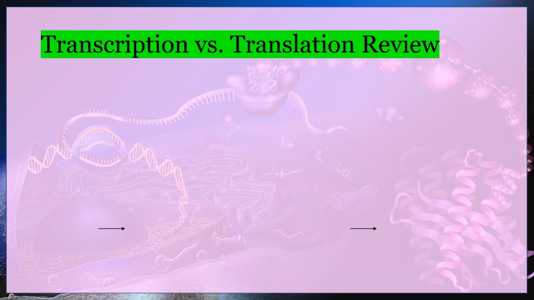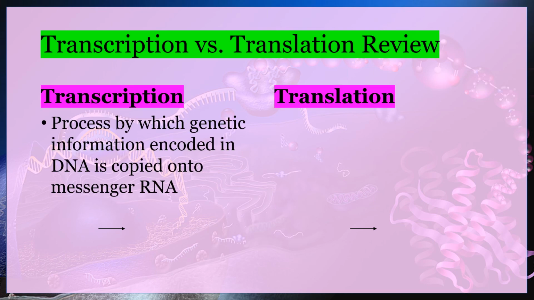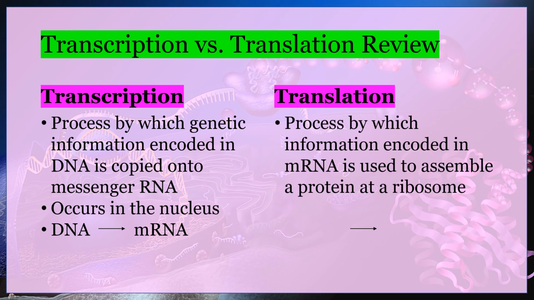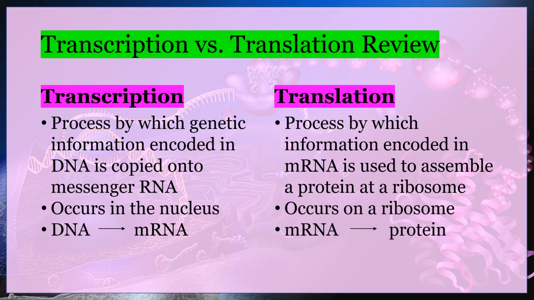Now we have the transcription versus translation review. Transcription is a process by which genetic information encoded in DNA is copied into messenger RNA. This occurs in the nucleus, and DNA goes to messenger RNA. Translation is a process by which information encoded in messenger RNA is used to assemble a protein at a ribosome. This occurs on a ribosome, and the messenger RNA goes to a protein.